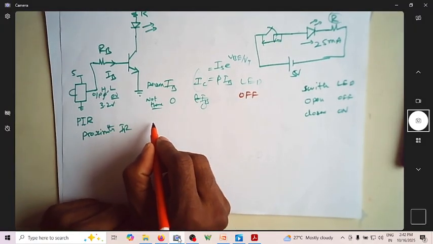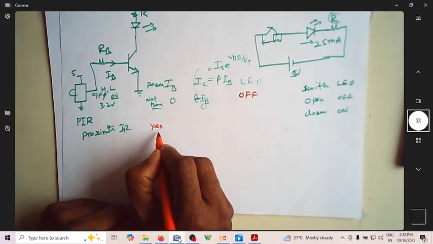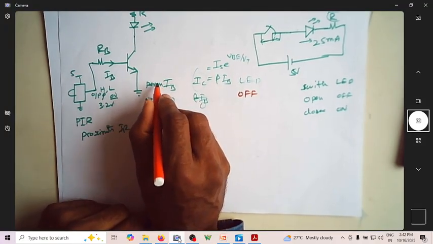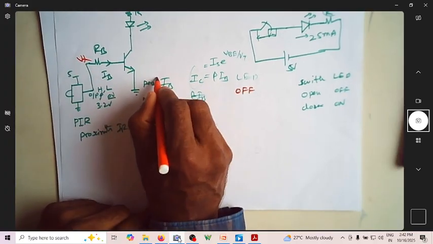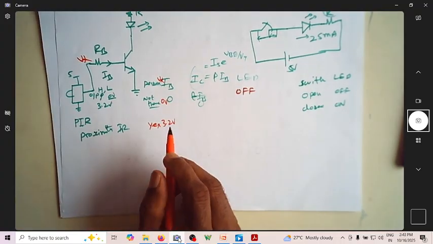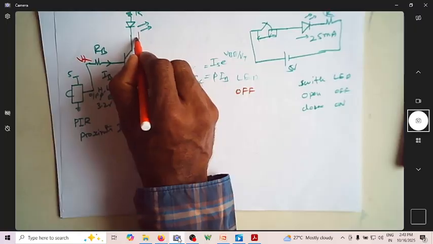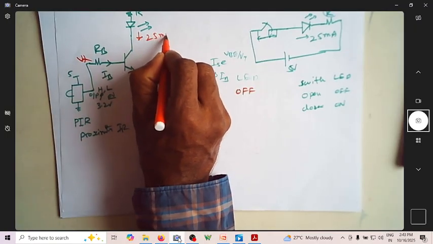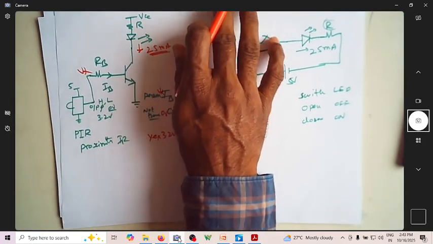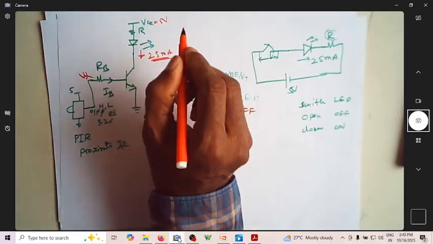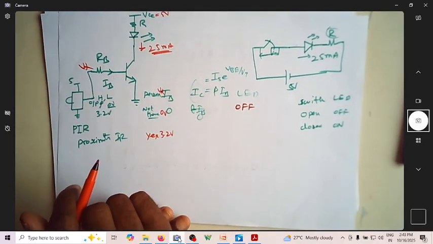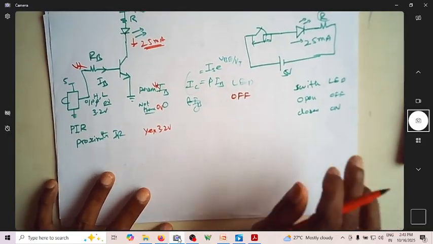So when no person is there, the LED should be off. Assume that a person comes. Yes, there is a person detected. Whenever a person is detected, we will have some voltage, let me say Vx. Vx was earlier 0 volt. Now Vx is 3.2 volt. Now, we want a current of 25 milliamperes to flow through this, so that it glows with good brightness.